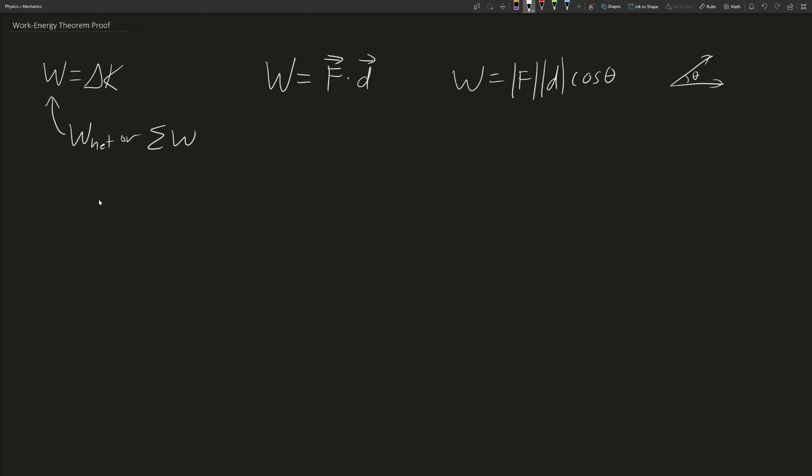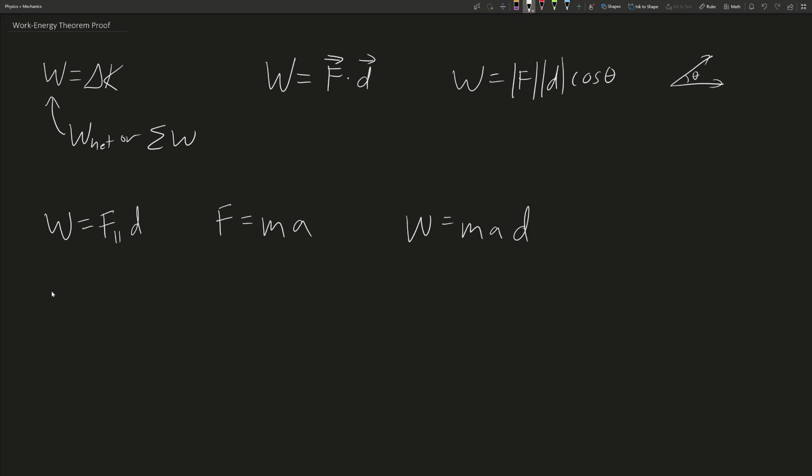Now, in a one-dimensional case, we can prove that work is equal to the change in kinetic energy when there is constant acceleration. So work in one dimension can be written as work is equal to force that's parallel to distance. So in this case, it means that the components of the force and distance vectors are parallel, which is basically the same as saying the dot product. Now, remember that force is equal to mass times acceleration. So we can rewrite this as work is equal to mass times acceleration times distance.